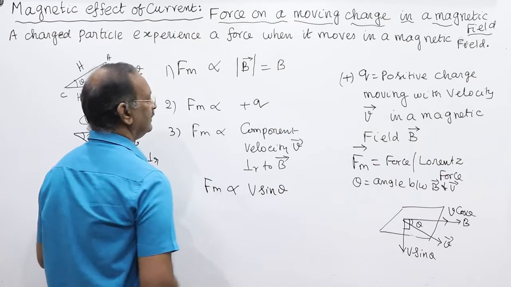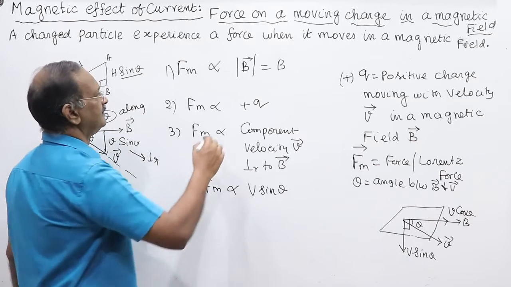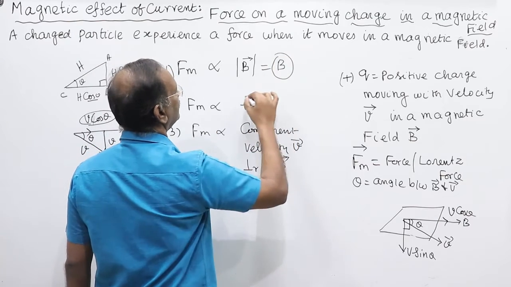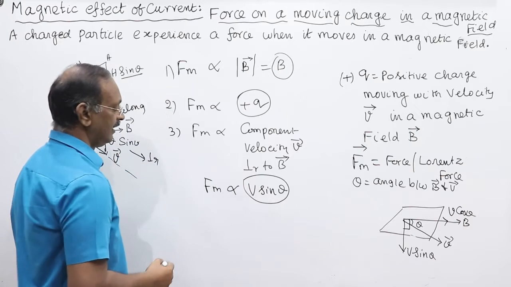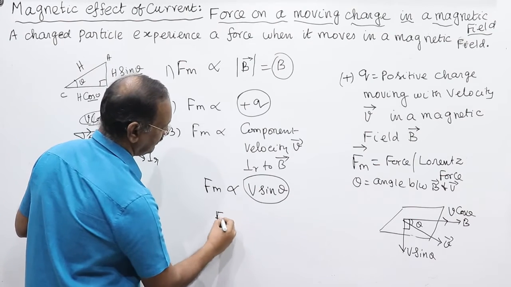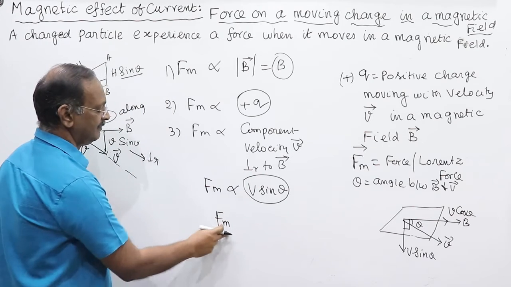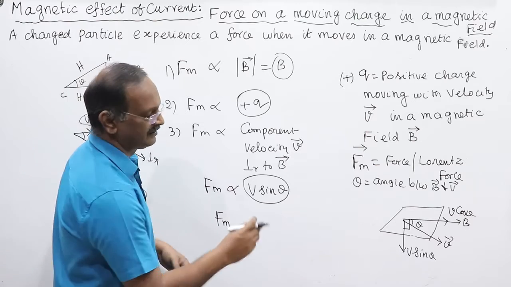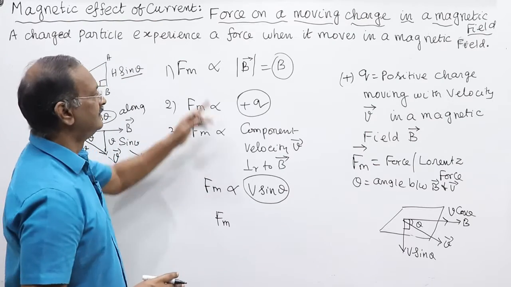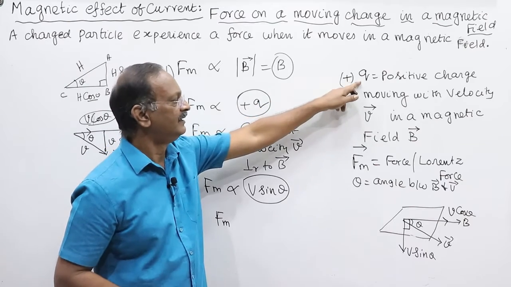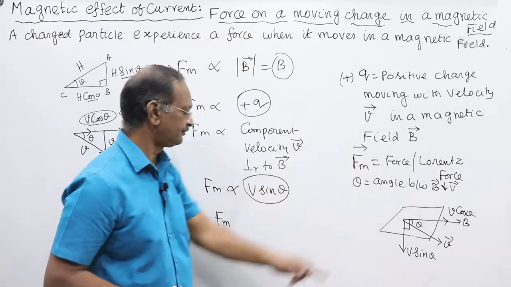These three points we can write: F is proportional to B, F is proportional to q, and F is proportional to v sin theta. Or we can combine all: the magnetic force experienced by a charged particle when moving in a magnetic field, because this charged particle is moving in this magnetic field.